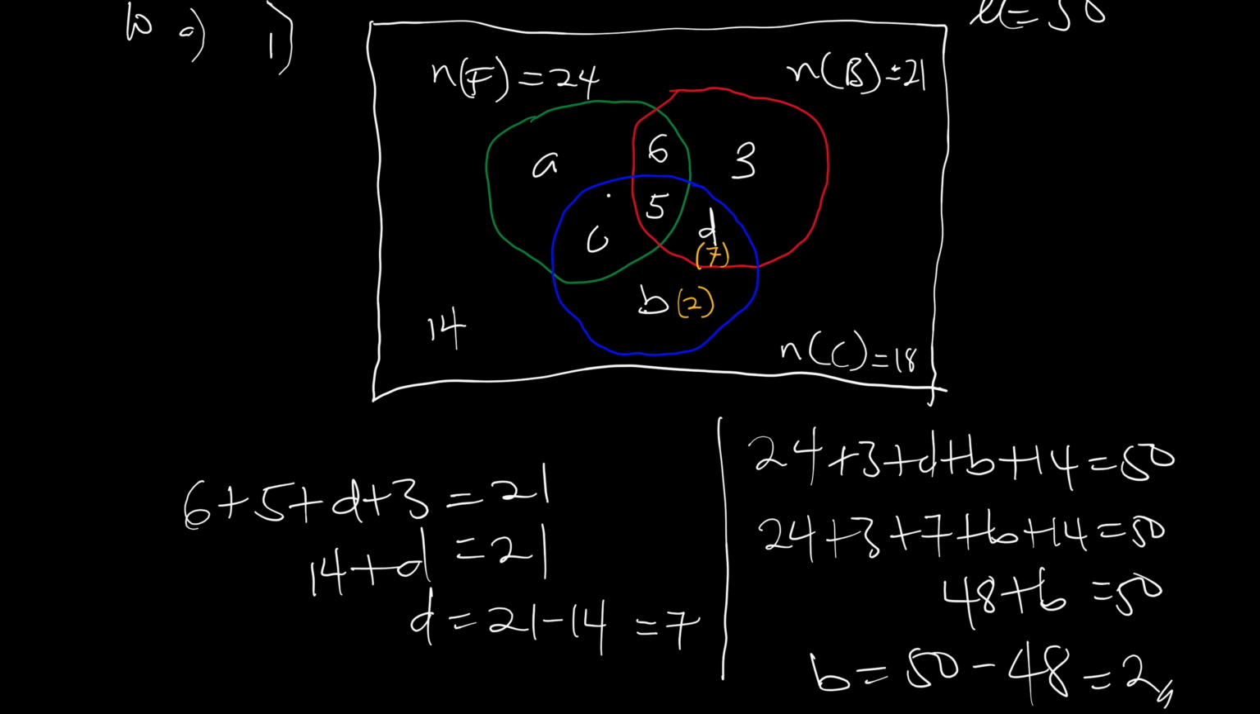But then the whole of this represents the number of students who like cricket. So C plus 5 plus D plus B should be equal to 18.